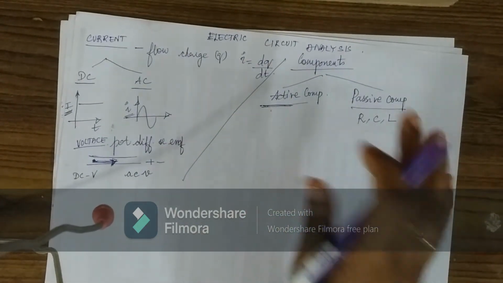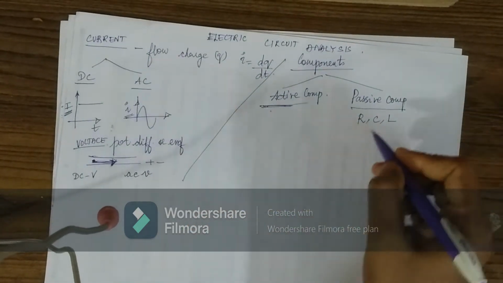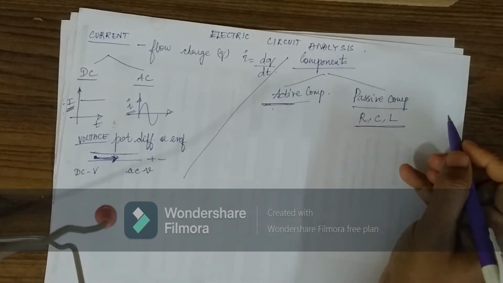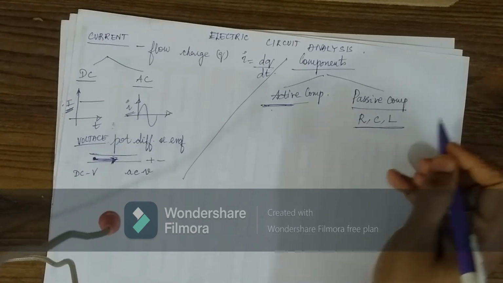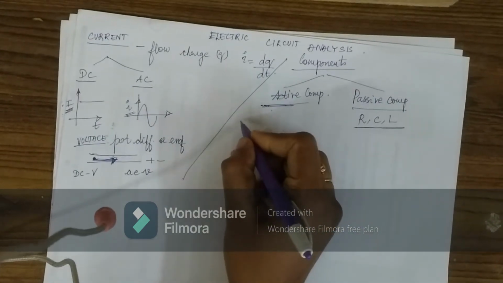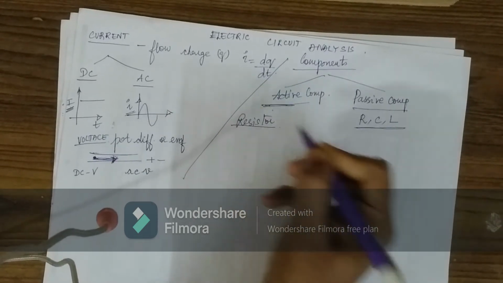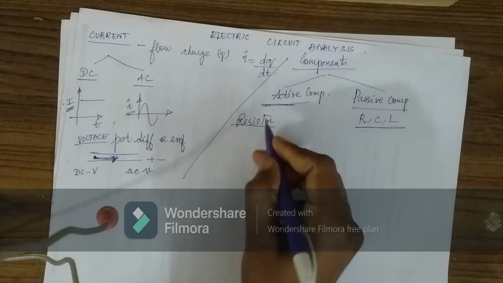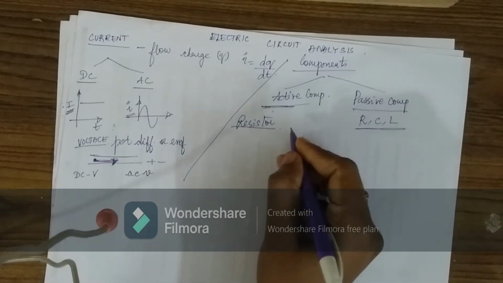So this is the difference between active and passive components. These resistors, capacitors and inductors play an important role in circuits, right? Let's see the basics about the resistor. So what is a resistor? The primary function of a resistor is to limit the flow of current.